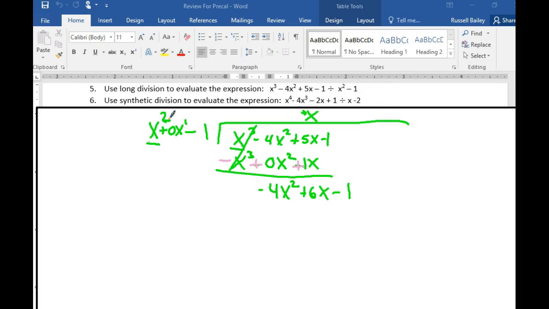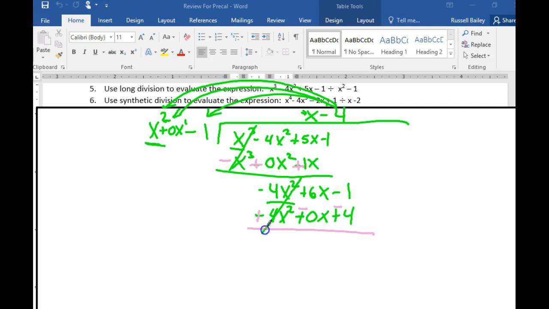Okay, so now I'm going to ask myself, what do I need to multiply this by to get this? And the answer is negative 4. And once again, I'm going to multiply that by all 3 of these. And then we change all the signs. And then we combine down. Once again, the first term should cancel. 6 minus 0 is just 6. Negative 1 take away 4 is negative 5.